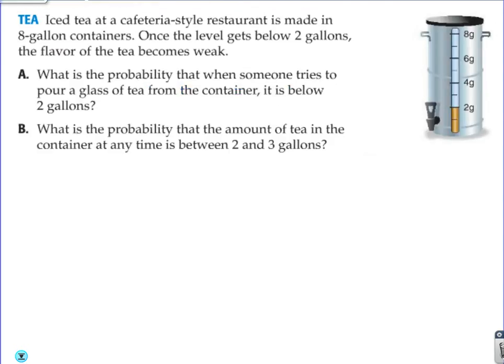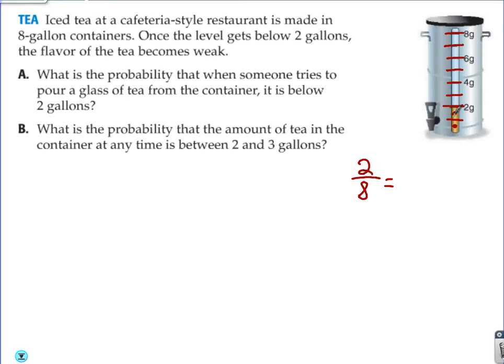Let's do this one. It says iced tea at a cafeteria-style restaurant is made in 8-gallon containers. Got to be cautious here. Each tick mark is 1 gallon. 1, 2, 3, 4, 5, 6, 7, 8. It says once the level gets below 2 gallons, the flavor becomes weak. What is the probability that when someone tries to pour a glass of tea from the container, it is below 2 gallons? So we want to know the probability that it's in this region or this region as compared to the whole region. Well, there's 2 chances out of a total of 8 chances. There's 8 total regions that this tea could be in.